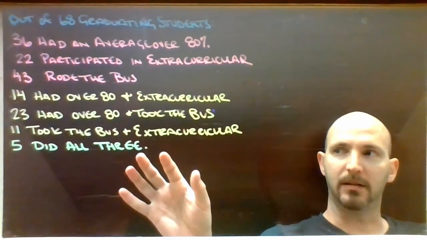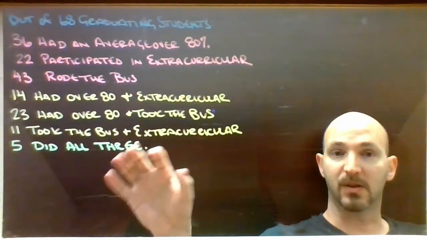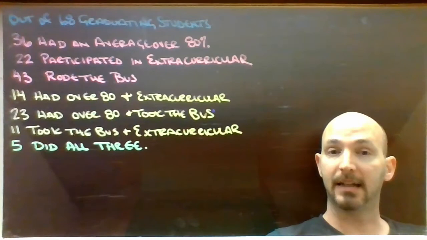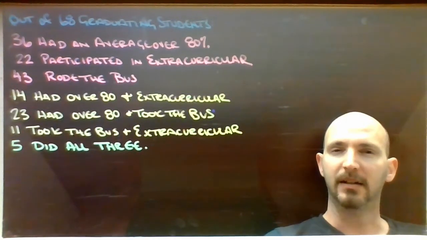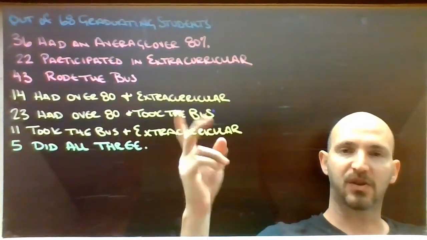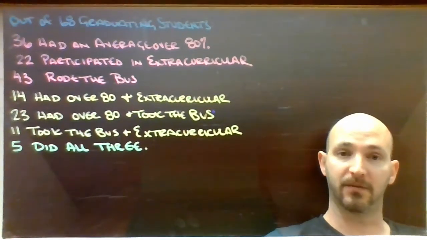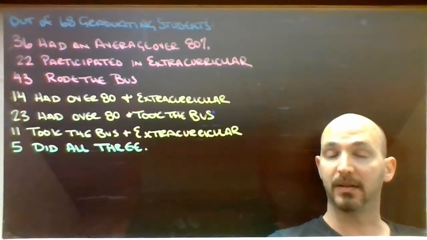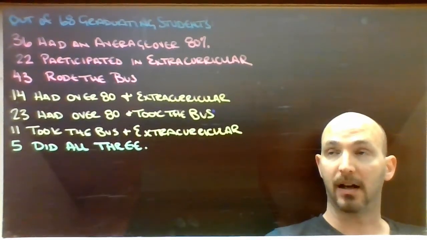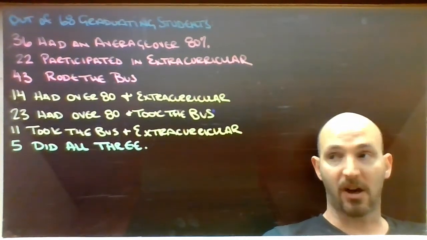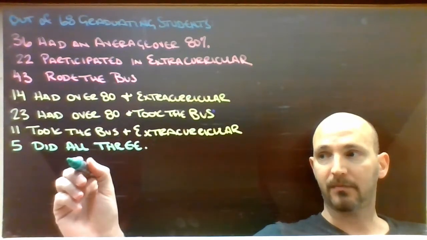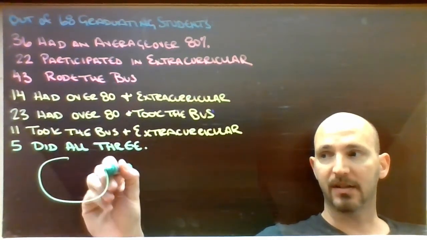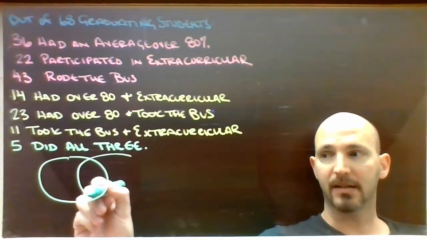Now, we're going to draw a Venn diagram to sort these people out, and the plan is to eventually check to see if these 3 questions are independent of each other. Does taking the bus affect your ability to get 80% or more in your average? So we're going to start with our Venn diagram. There's 3 questions, so I'm going to need 3 categories.